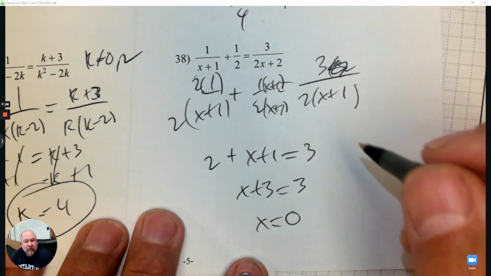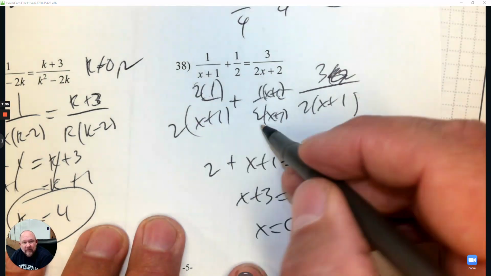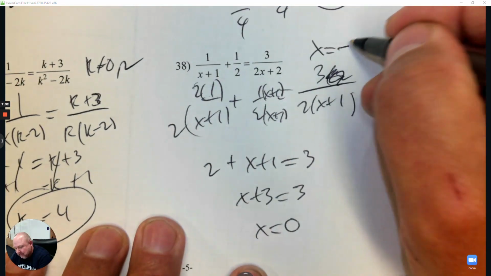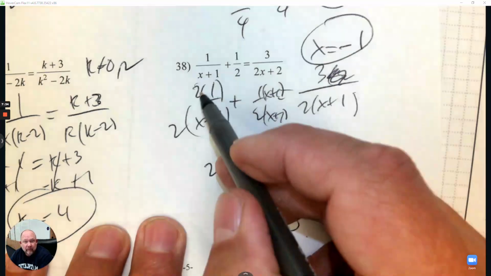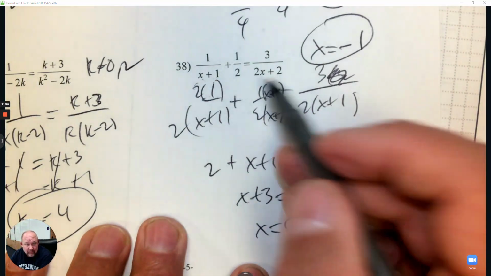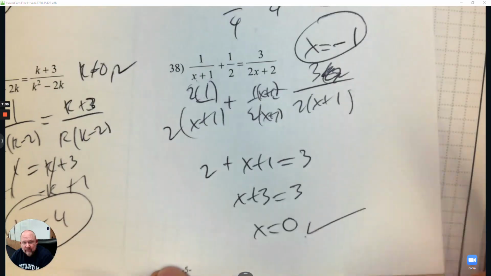Now we got to make sure, so the two answers x, there's only one number x can't be, that's -1. So 0 works. If I plug in 0, it does not give me a 0 on the bottom. So 0 is a good answer, and we're done.